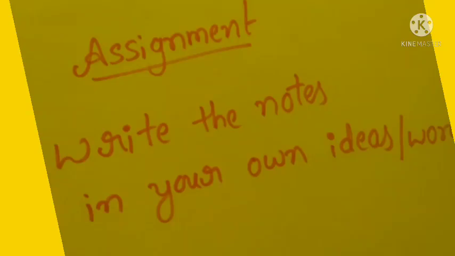Okay, students, read the lesson again and again. After that, do this homework, write the notes in your own words.